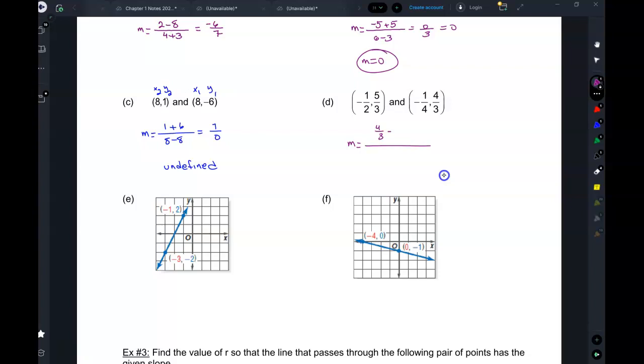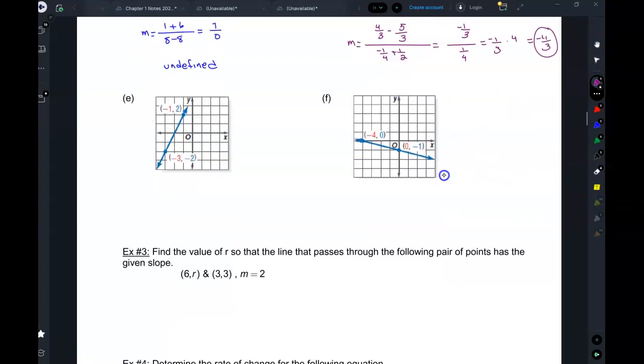Okay, so here, 4 over 3 minus 5 over 3 over negative 1 over 4 plus a half. So this is going to be negative 1/3 over what? A quarter. Right? So this is negative 1/3 times 4, negative 4 over 3. So that's a decreasing line, right? Okay, here, same situation. So go ahead and do E and F for me, please. Okay, so this is a slope of 2 and negative what? 1/4.